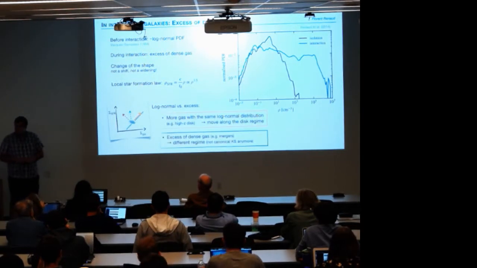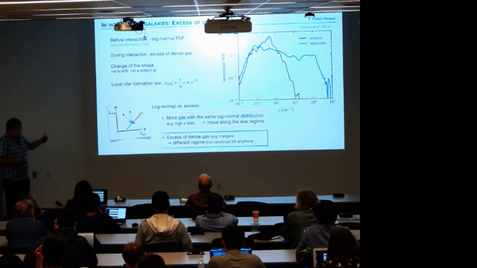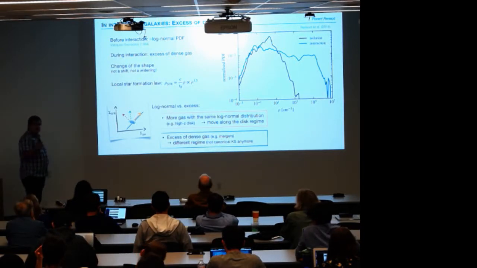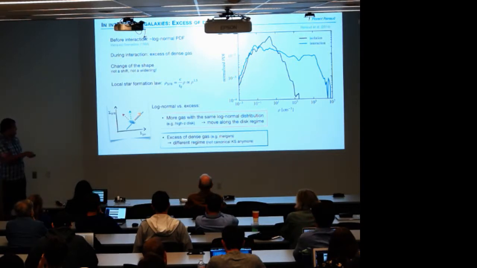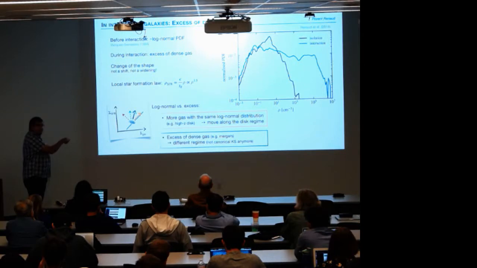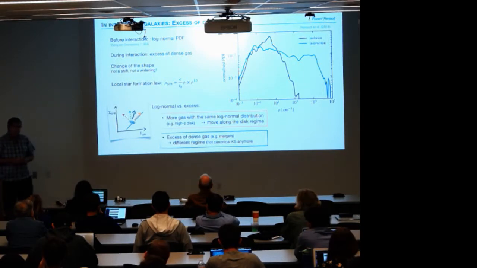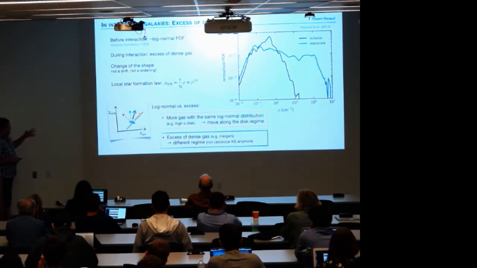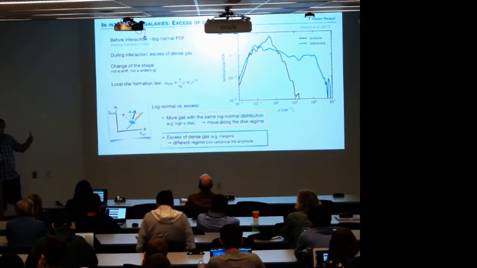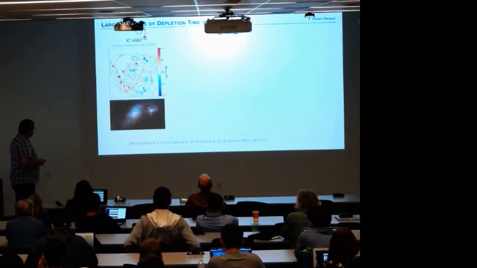And then I will move along the disk regime like that. Now, if I do an excess of dense gas like this, for example, in mergers, I get to a different regime. I have a discontinuity in the evolution of the galaxy. And I'm not in the canonical Kennicutt-Schmidt regime anymore, which means that I move up somewhere. We don't know exactly where. So let's have a look at the simulation to try to understand better what's going on and what's behind that.